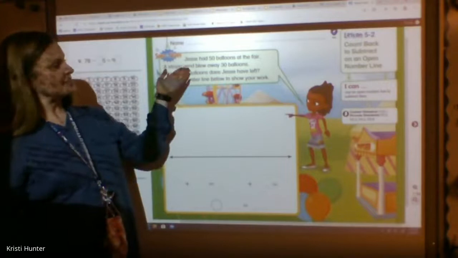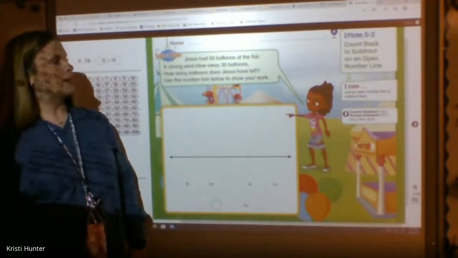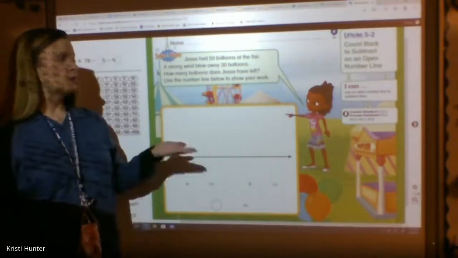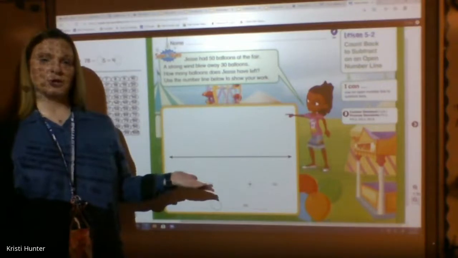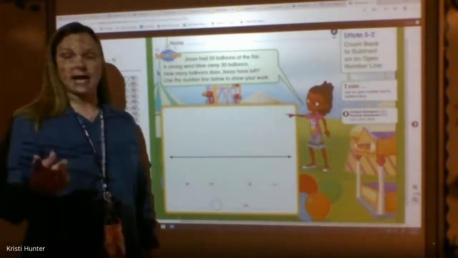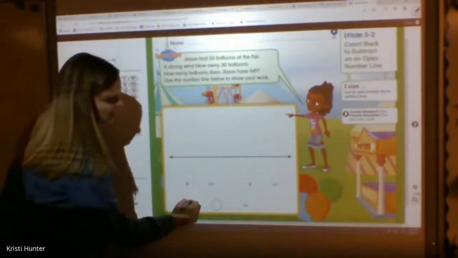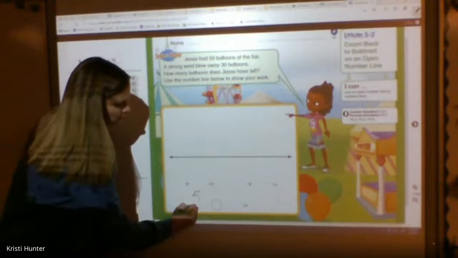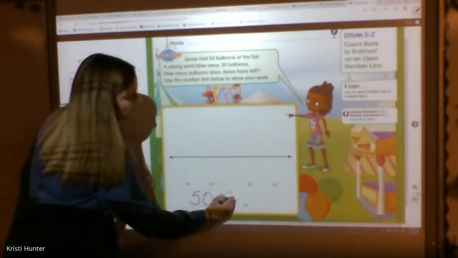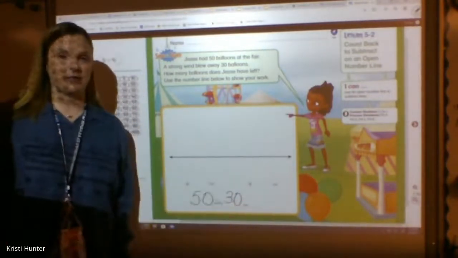So it says Jessie had 50 balloons at the fair. A strong wind blew away 30 balloons. How many balloons does Jessie have left? Use the number line below and show your work. So we're going to go over this problem together. You can fill it out with me on your page. So my problem told me I had 50 balloons. I'm going to take away 30 balloons. And I want to know how many balloons are left.